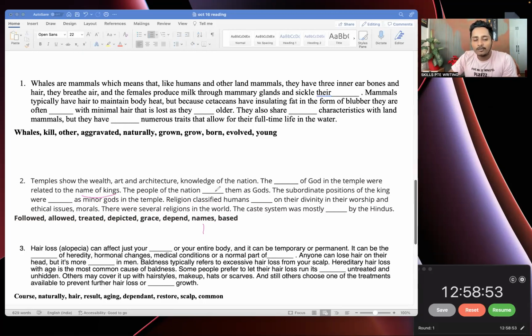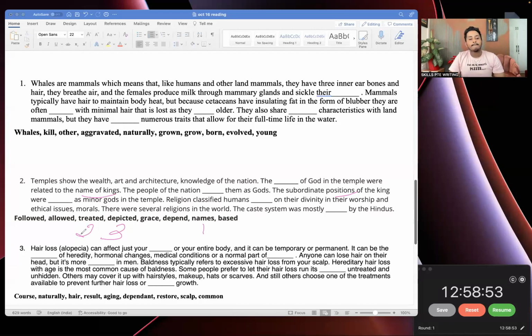Okay, now how many of you wrote second one as depicted? Depicted, second one. Now the third one, the subordinate positions of the king were. Okay, please continue, Lakshmi. So I wrote the subordinate positions of the kings were depicted as minor gods in temples. The position was shown as minor gods. Oh, now it makes sense. The positions were treated. You cannot treat a position. You can picturize the position and symbolically show. The positions of the king were depicted. Then the second one is going to be treated.